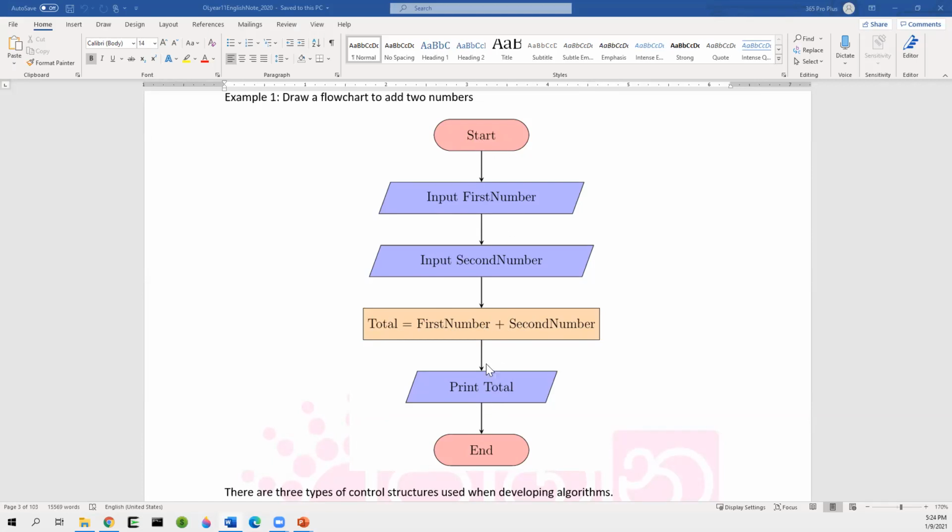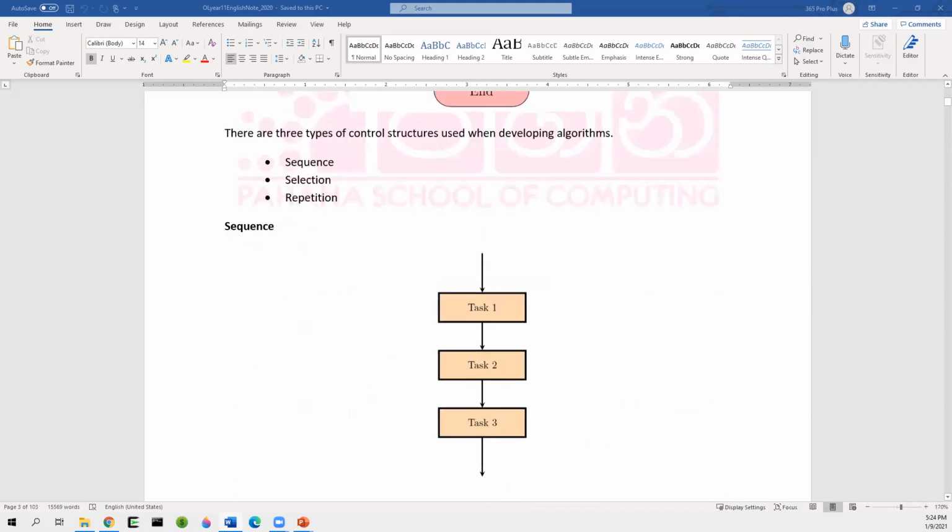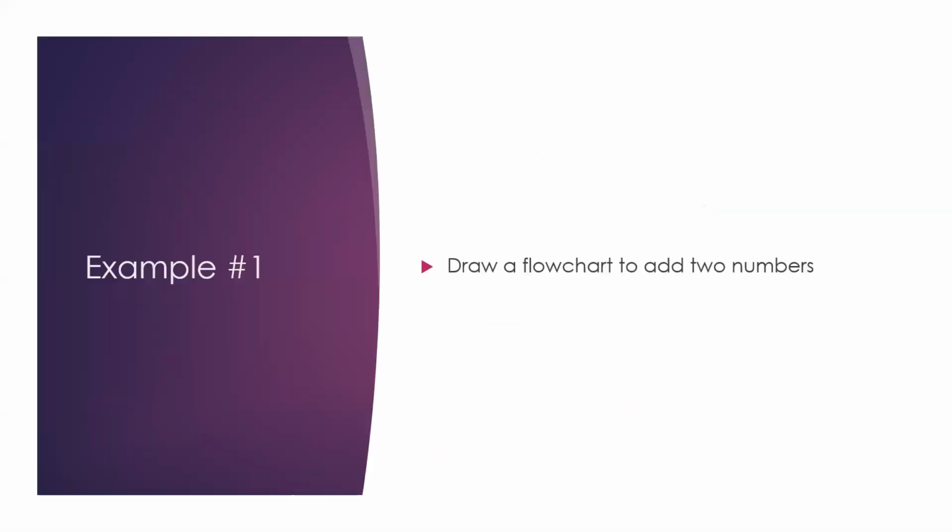So this is what we call the flow chart for adding 2 numbers. If you look carefully, this is called a sequence because you execute all the instructions from top to bottom. You first start, then get the first number, then the second number, then perform the total addition, and then print out the total, and this is the end. So you have a sequence when executing. Right. So today we are going to look at more examples.